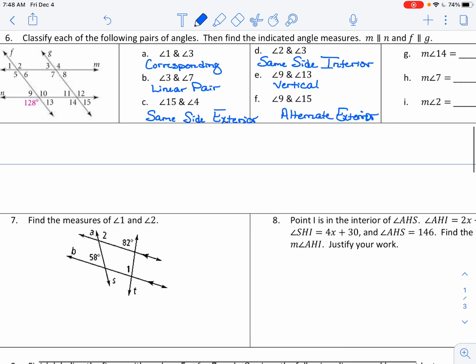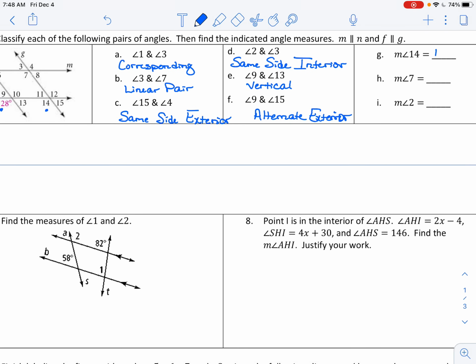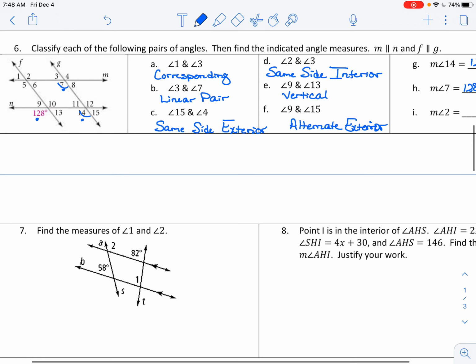And then I'm supposed to find some angle measurements. I'm supposed to find 14, and I'll notice 128 is bottom left, 14 is bottom left. Those are corresponding angles. They should be identical to each other. Next is angle 7. That's also a bottom left angle. So 7 is corresponding with 14, which I just said was 128. So is 7.